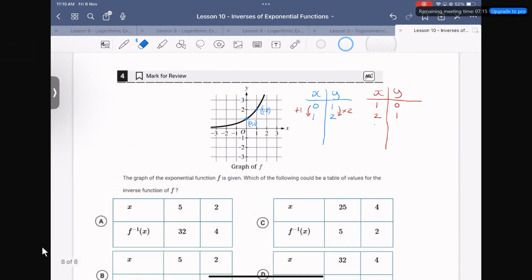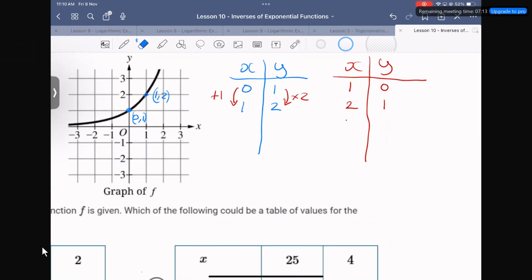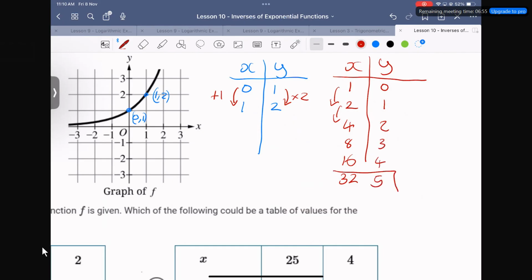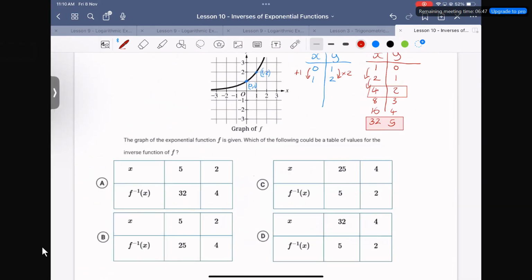This one is going to get up to, let's get it up to 4. So if we times by 2, we'll get 4. And then 8, 16, 32. And we were going to go up here as 1, 2, 3, 4, 5. So we have 32, 5 and 4, 2. Let's have a look. Does that match with any? 32, 5, 4, 2. So it's D.